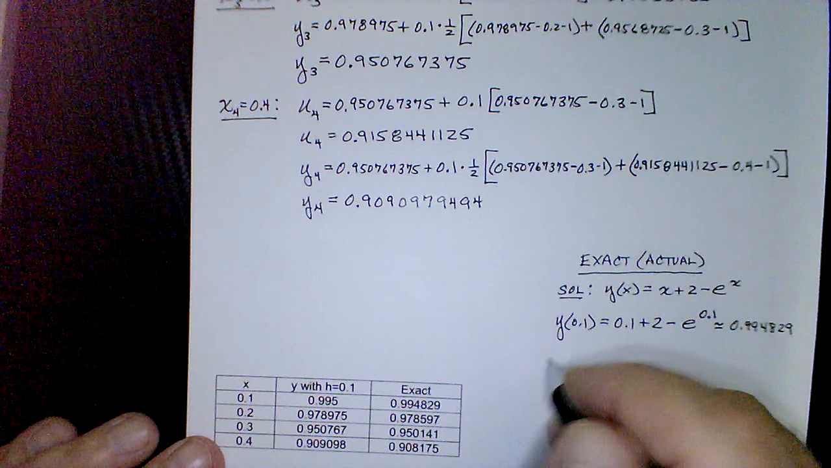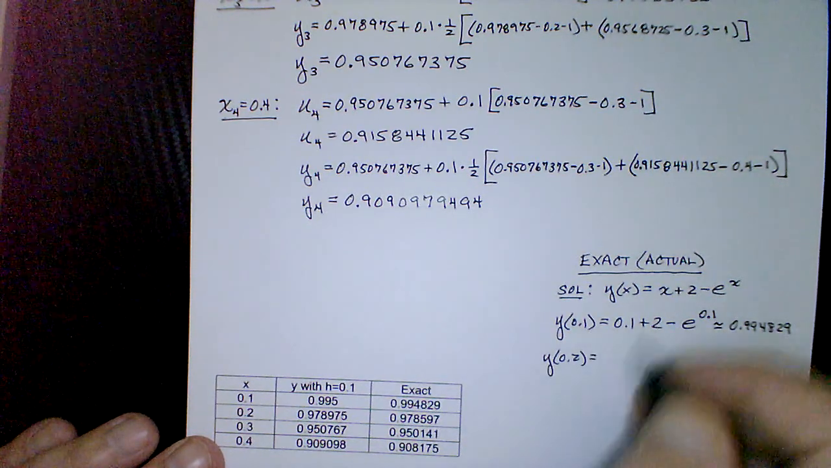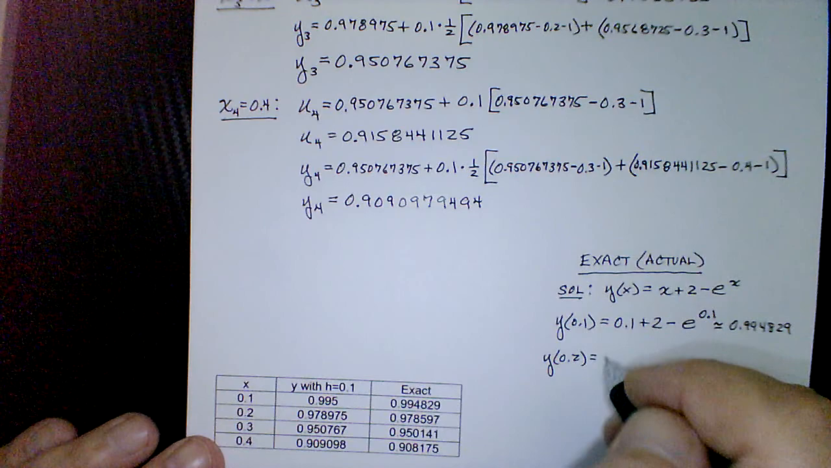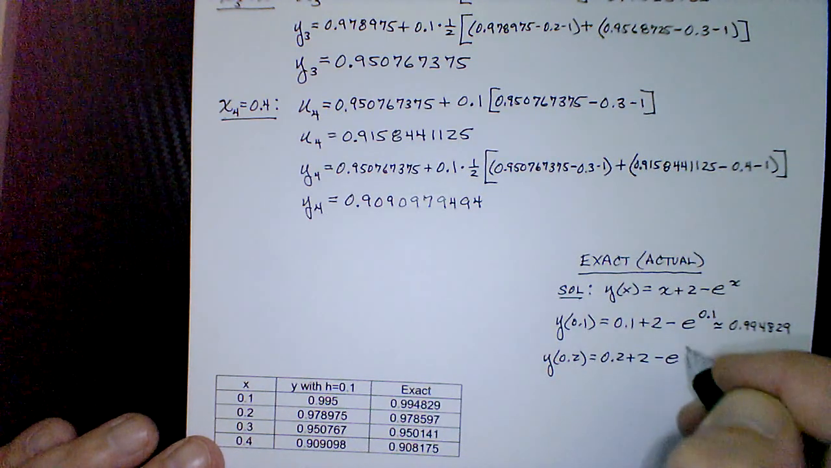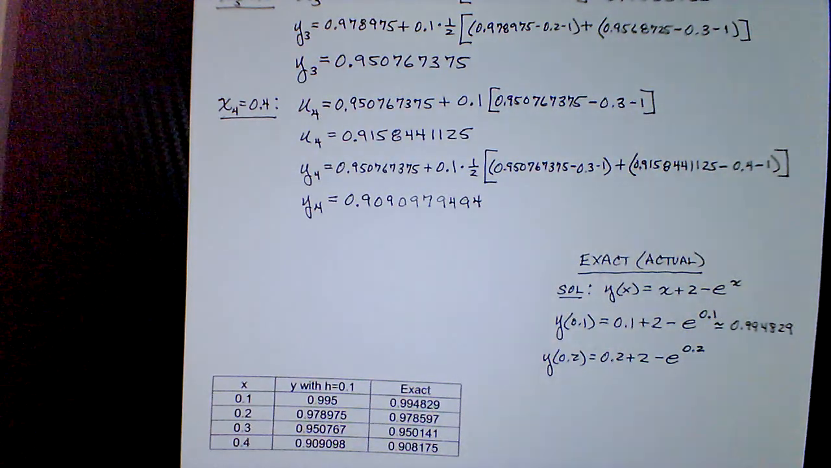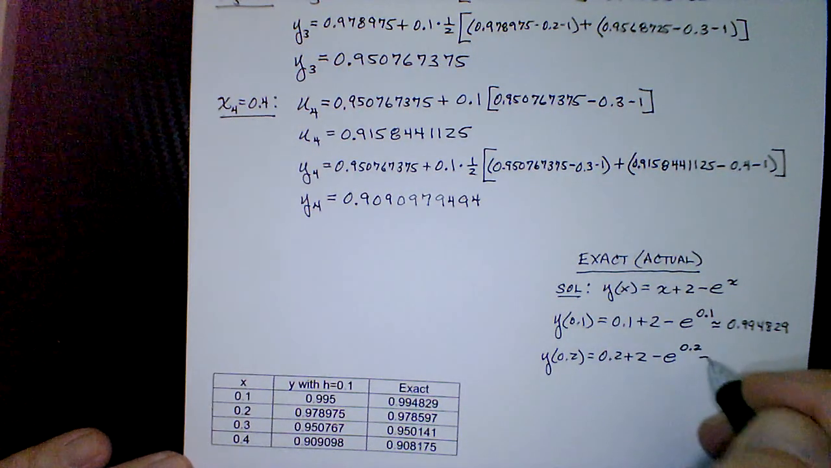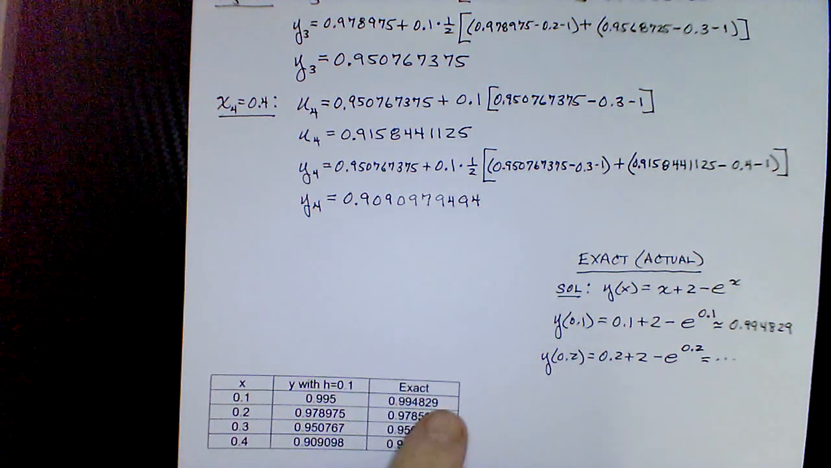So similarly, if you want y of 0.2, just plug a 0.2 in here for x. So 0.2 plus 2 minus e to the 0.2. Dot, dot, dot. So you can verify those.